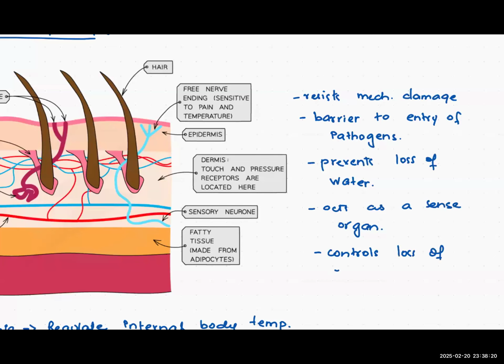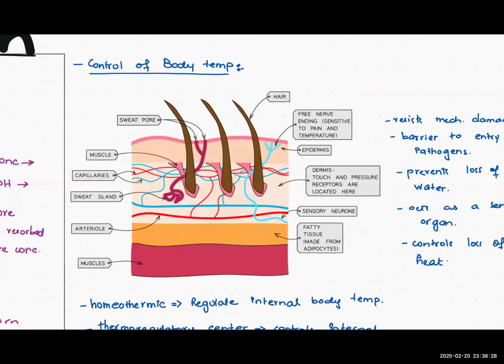Now, this is the structure of the skin, okay? So you have your hair, your hair follicles, your sweat glands, the capillaries, the muscles, the nerve endings, the fatty tissue, the muscle. All of this is a part of your skin.